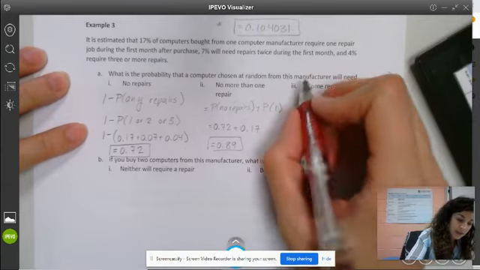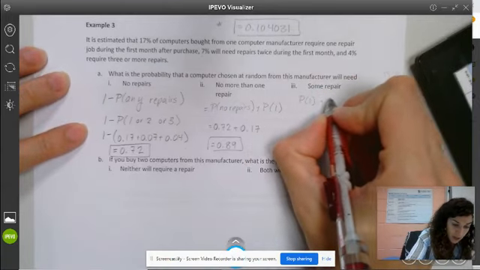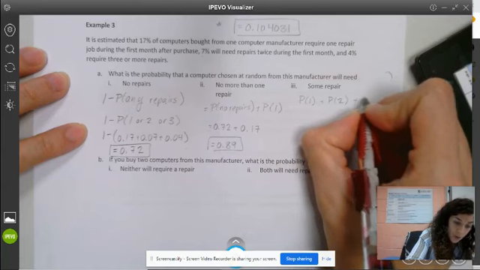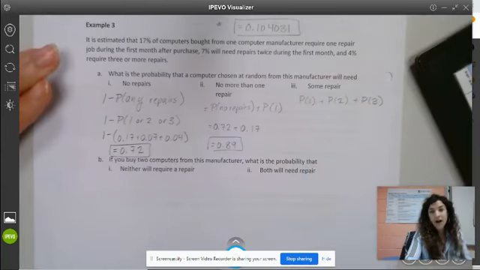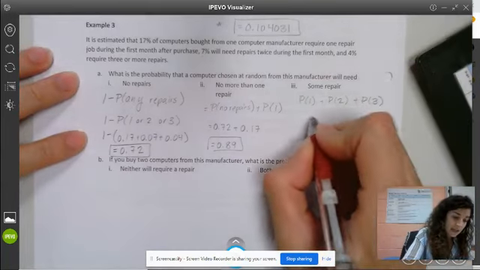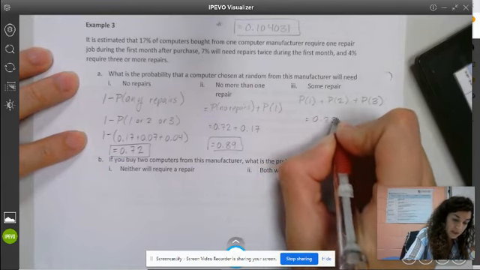Some repair is the probability of 1 or the probability of 2 or the probability of 3. We are adding those all together. Adding them all together, we should get 0.28.